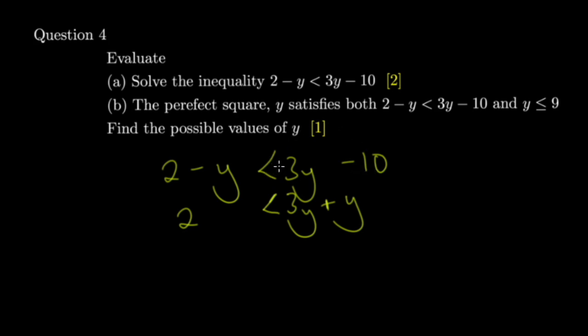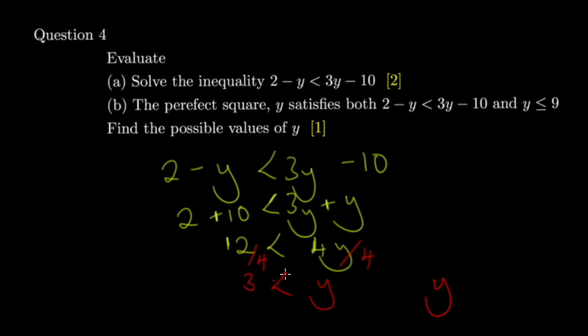When it moves to this side, this process is called transposition. When you transpose negative 10 to the side, it becomes positive. So here you get 12 less than 4y. Here you divide both sides by 4. 12 divided by 4, you get 3, and you get y. So your answer should be y.